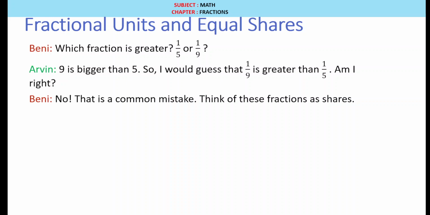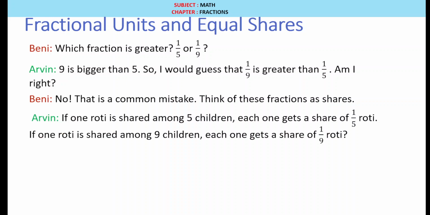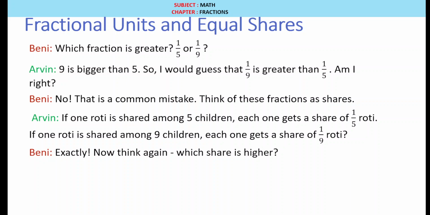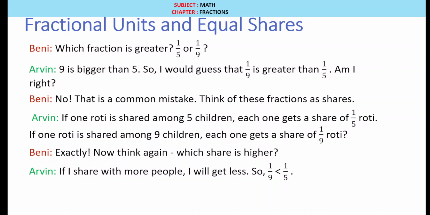Think of these fractions as shares. Arvind, if one roti is shared among 5 children, each one will get a share of 1/5 of a roti. If one roti is shared among 9 children, each one gets a share of 1/9 of a roti. Exactly. Now think again, which share is higher? If I share with more people, I get less. So 1 by 9 is less than 1 by 5.